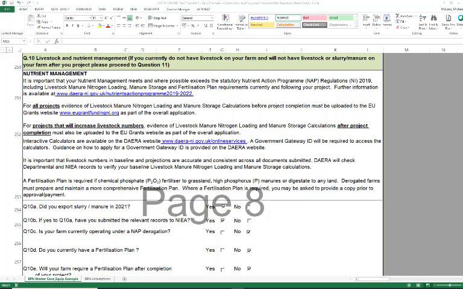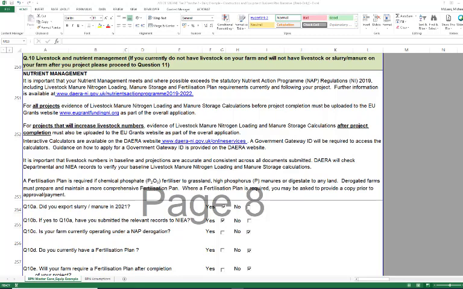It is important that livestock numbers in the baseline and the projections are accurate and consistent across all documents submitted. DARE will check departmental and Northern Ireland Environment Agency records to verify your baseline livestock manure nitrogen loading, manure storage calculations, records of derogation approval and exporting of manures where appropriate.